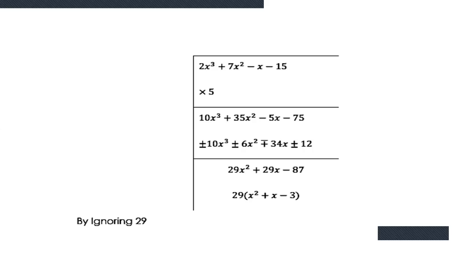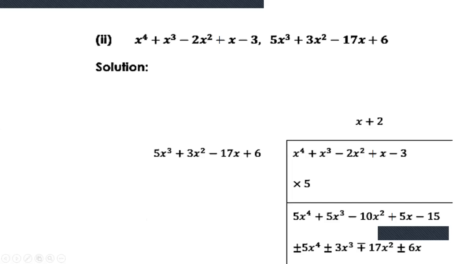Okay, 2x cube plus 7x square minus x minus 15, multiplying by 5: 5 twos are 10x cube plus 5 sevens are 35x square minus 5x minus 5 fifteens are 75. Now you can see that here is 10x cube and in the previous side there is 5x cube.